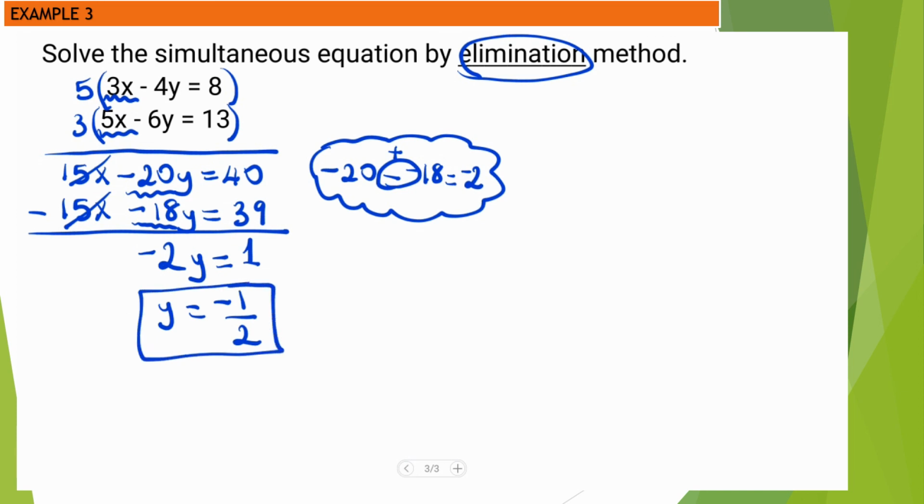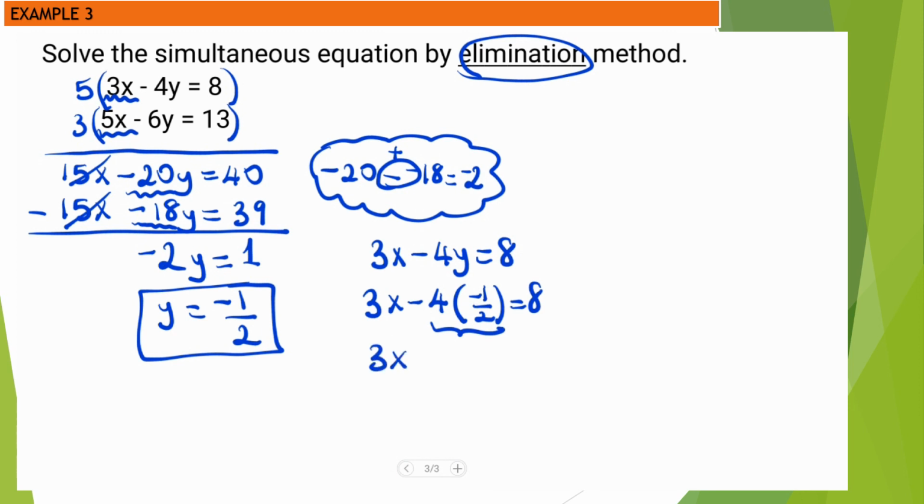It's not finished. I'm going to use this value to find the other variable. So I am going to use the first equation. The first equation is 3x minus 4y equals 8. In the place of y, I'm going to put negative 1 over 2. So 3x minus 4 times negative 1 over 2 equals 8. I need to be careful again because I have both minuses here. So 3x plus 2 equals 8.